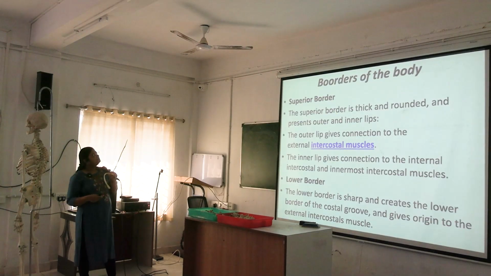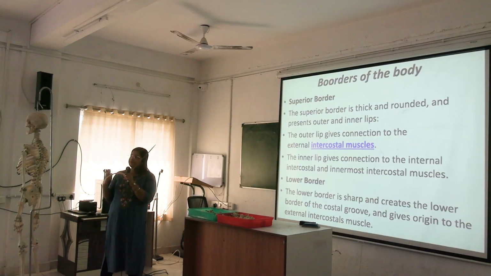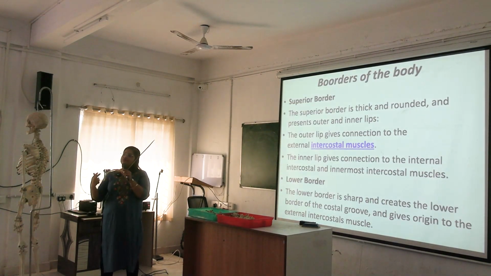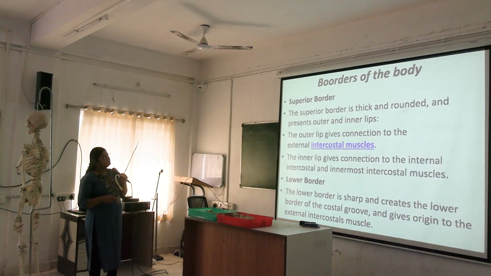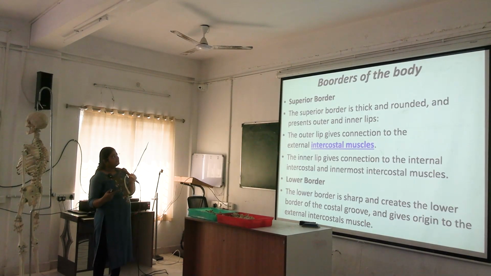So, next we are going to the superior border. On the inner surface, along the upper margin of the costal groove, there is the intercostalis intimus, and in the lower part of the costal groove there will be the intercostalis internus. The superior border is thick and rounded, as you can see, and presents outer and inner lips. The outer lip gives connection to the external intercostal, and the inner lip gives connection to the internal intercostal and innermost intercostal.